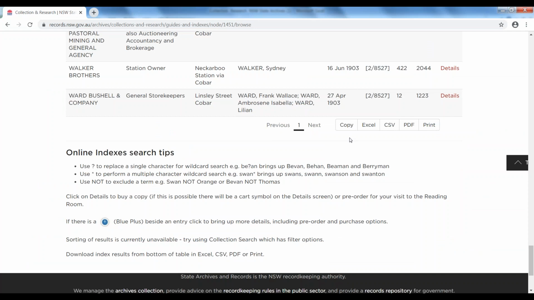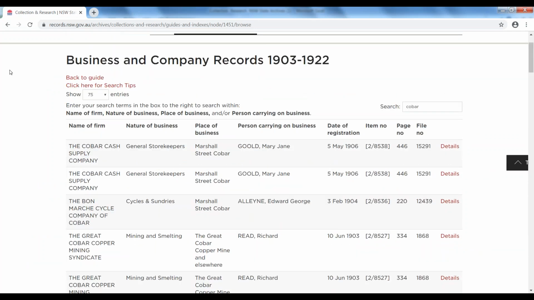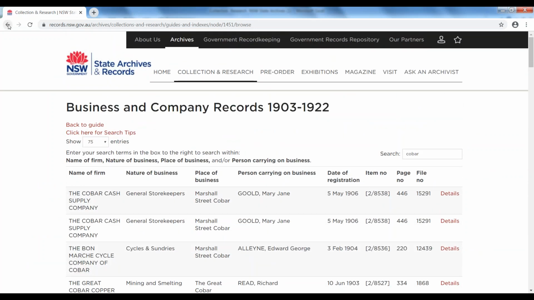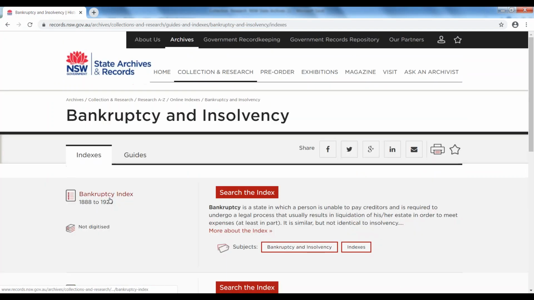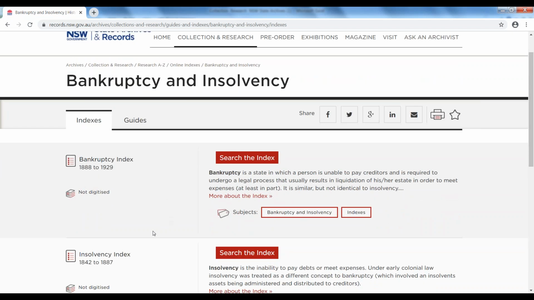The next index we'll look at is the Bankruptcy and Insolvency Indexes. So these are really 2 records which show what happens to a person's estate when they're unable to pay their creditors and are required to undergo a legal process that basically results in the liquidation of their estate. Between them, they cover 1842 through to 1929, so a 90-year block that you could look and see what was happening in regards to this in the town that you're interested in.